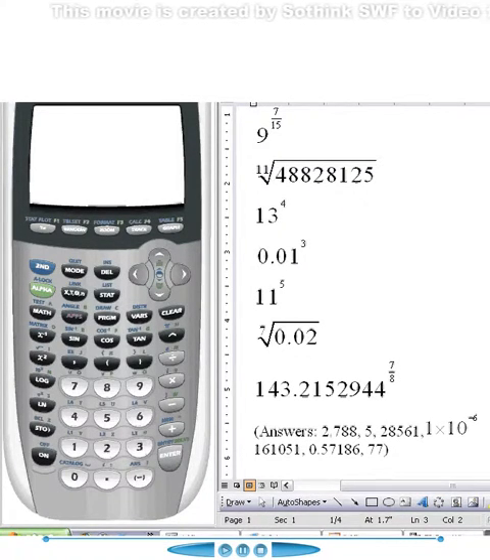Okay, let's take a look at the TI-83, TI-84 calculators using the calculator workout. We have our problems here and our answers are at the bottom. Let's look at the first problem.